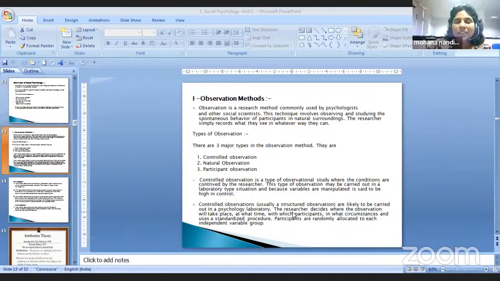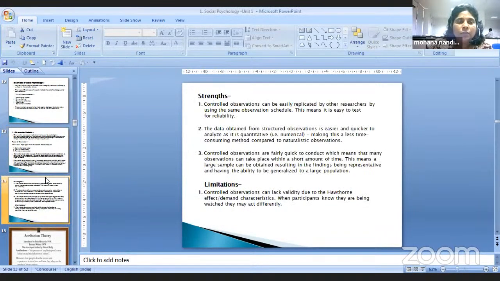That means whenever we started asking him to be cool and do things in a normal way, he's completely into deep sleep here. Here we are doing the controlled observation. Now we discuss participant observation.